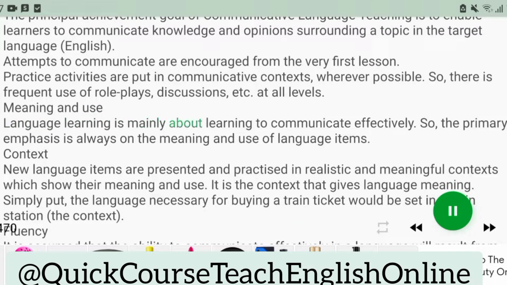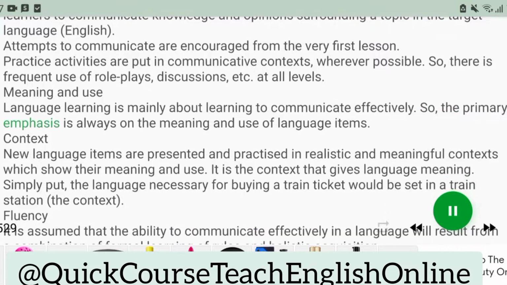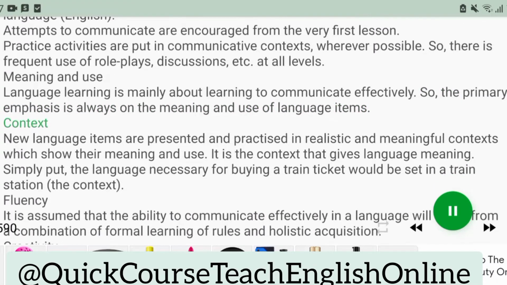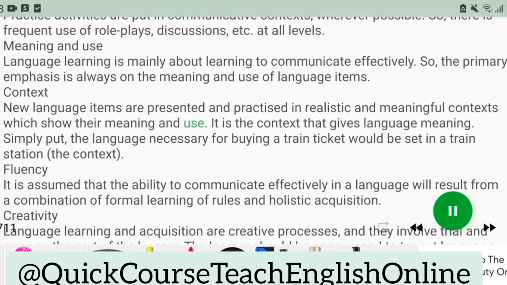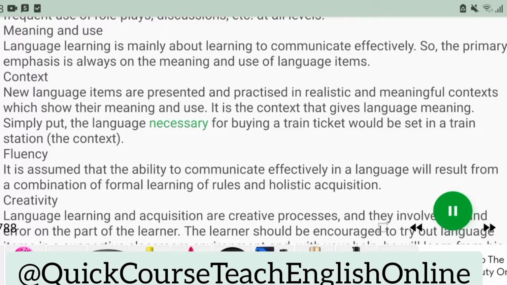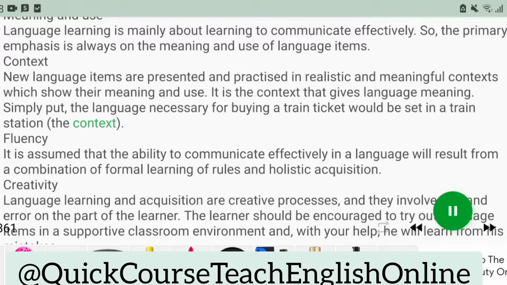Meaning and use. Language learning is mainly about learning to communicate effectively. So, the primary emphasis is always on the meaning and use of language items. Context. New language items are presented and practiced in realistic and meaningful contexts which show their meaning and use. It is the context that gives language meaning. Simply put, the language necessary for buying a train ticket would be said in a train station, the context.